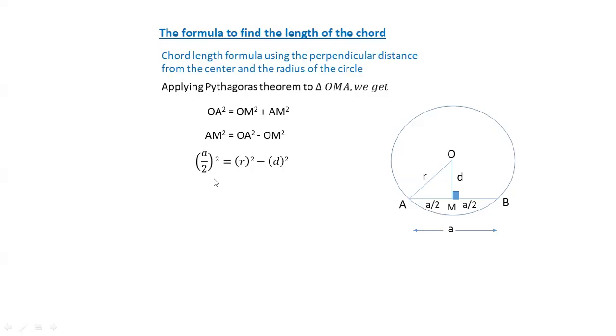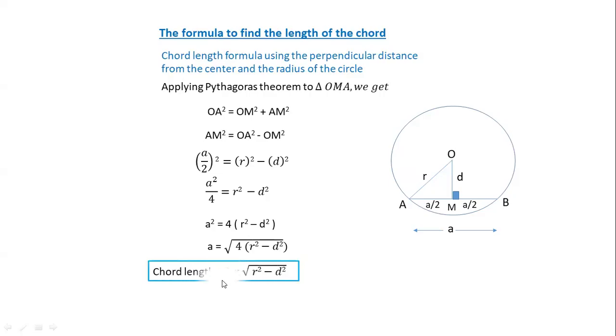So let's put it. A by 2 whole square is equal to R square minus D square. Take the square. So A square upon 4 is equal to R square minus D square. So take 4 to this side. So A square is equal to 4 into R square minus D square. Take the root of that. Square root of 4 is what? 2. So let us take that outside. So chord length is 2 into root of R square minus D square.